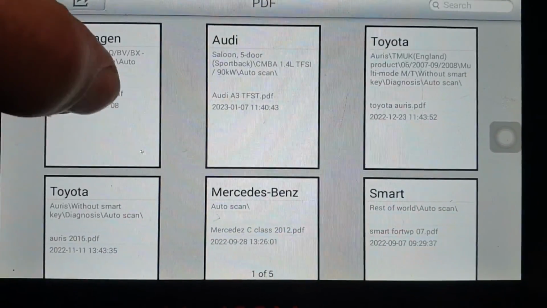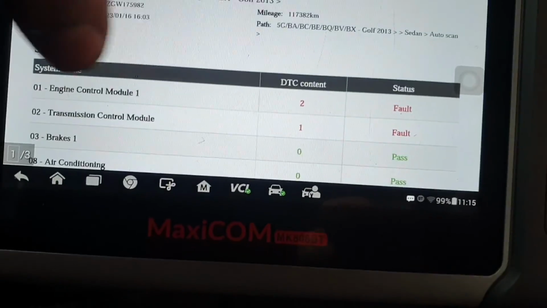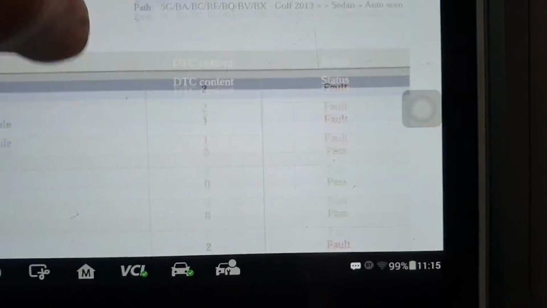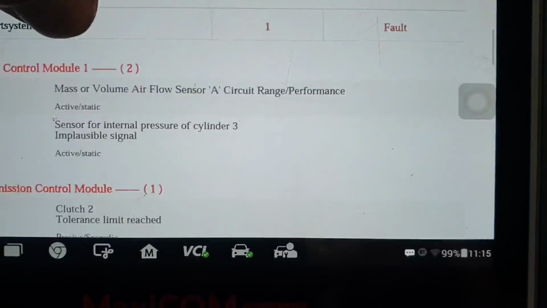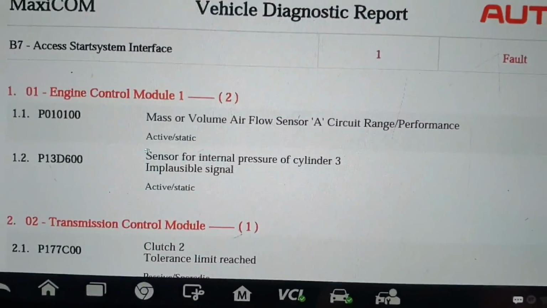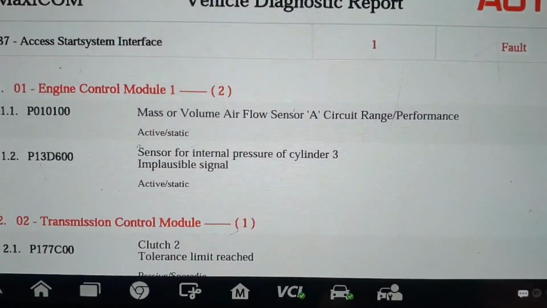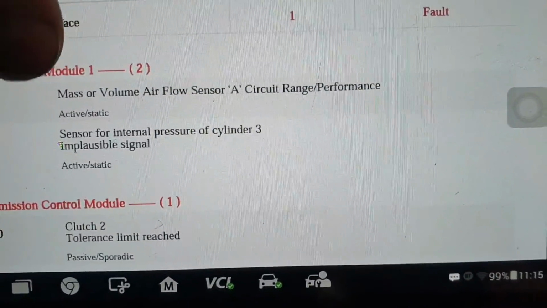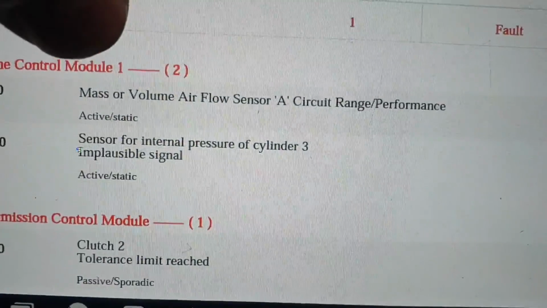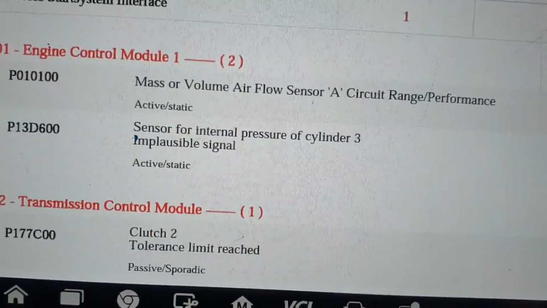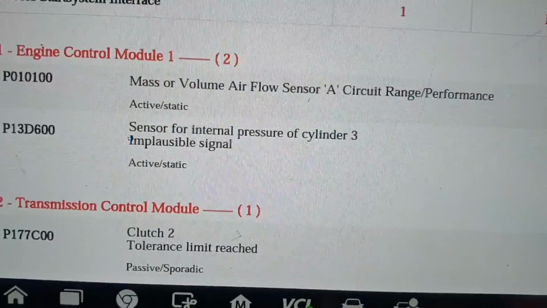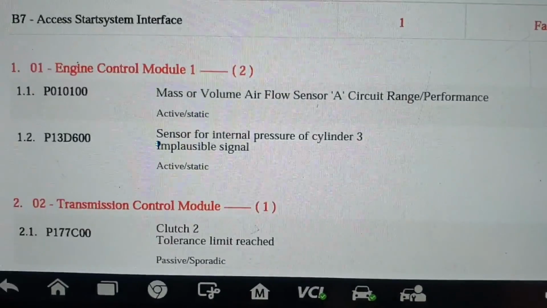So this is the report. See, it says engine management, engine control module, 2 faults. Let me go to the fault code detail. This was the fault code I retrieved from the vehicle when the vehicle first came in. So it says mass or volume airflow sensor A circuit range performance. The second one is sensor for internal pressure of cylinder 3 implausible. So these are the main fault codes I have.